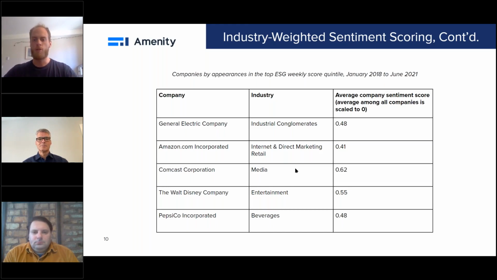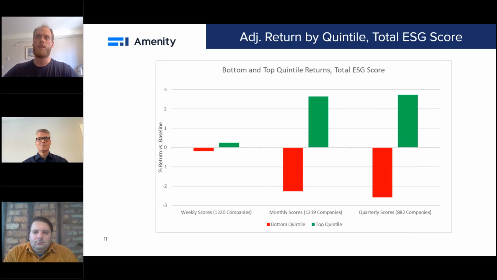So with that said, I wanted to show the first results of just taking the simple quintiles over the weekly, monthly, and quarterly periods and seeing how the different quintiles performed relative to the market. So here we have the adjusted return relative to the market, and we see that for weekly scores, there's a modest outperformance and underperformance, which follows the most positive companies outperforming and the most negative companies underperforming. But the magnitude is very small. This is just a slight over and underperformance.